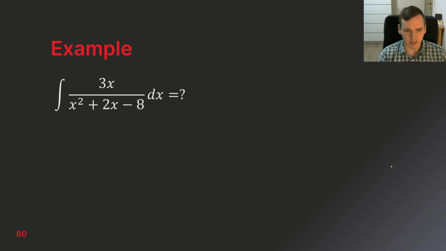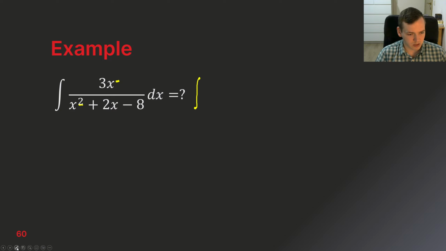So let's get into an example. We have 3x over x squared plus 2x minus 8. So the first thing we want to do is check, is the order of magnitude larger on the bottom than the top? If so, great, we move forward. If not, you'll have to use long division first to get them kind of flipped around in the right way. Now what we have to do is factor our denominator.